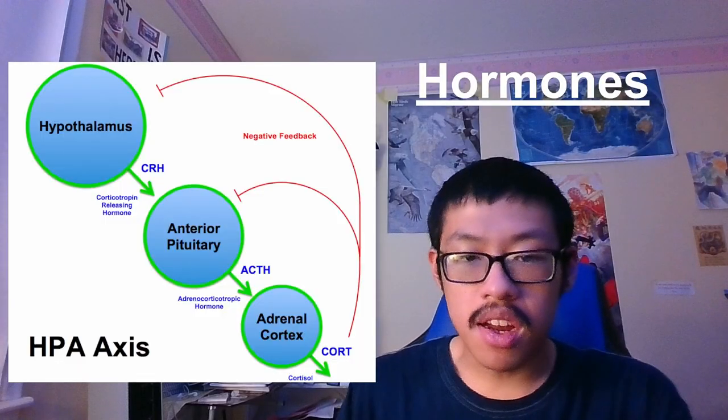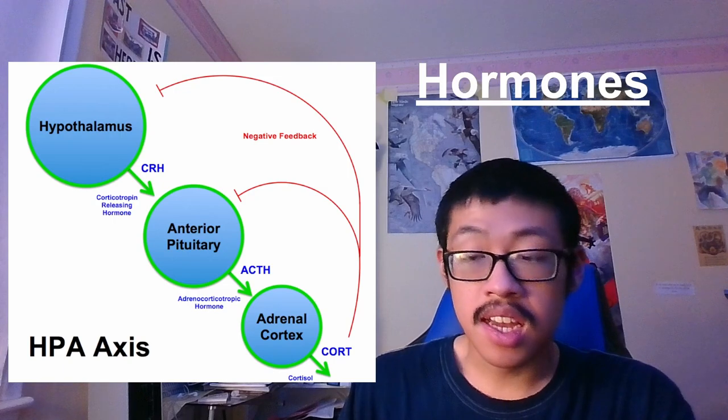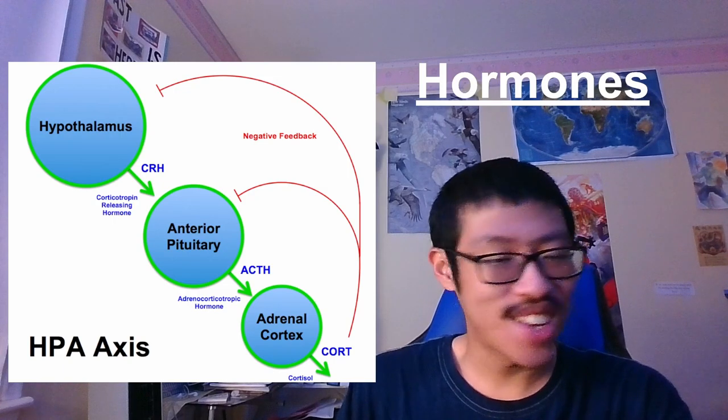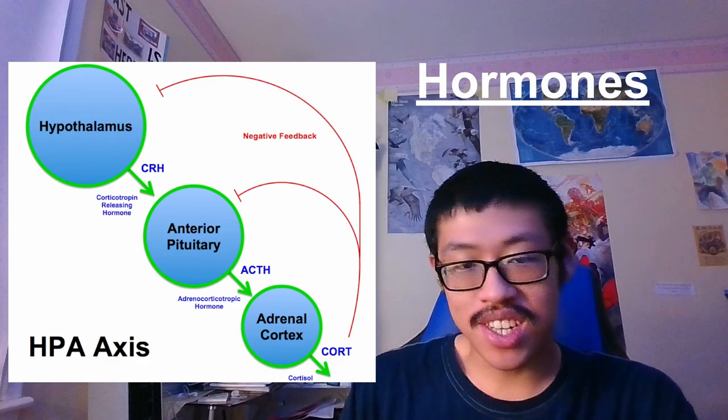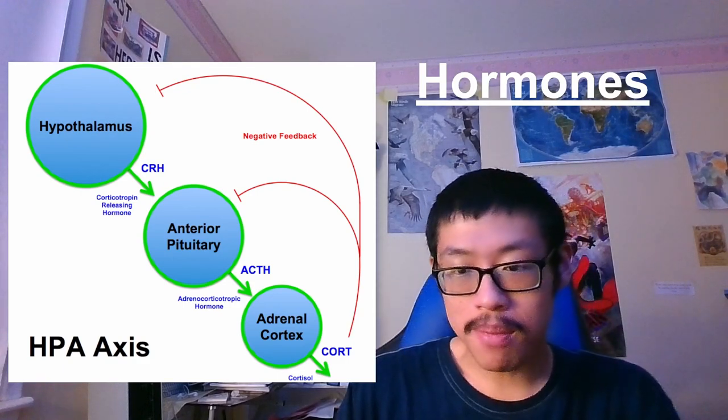Hormones are molecules in the body that signal for specific responses. There are a lot of hormones. The one in this diagram shows the pathway for cortisol, but generally they follow negative feedback mechanisms.